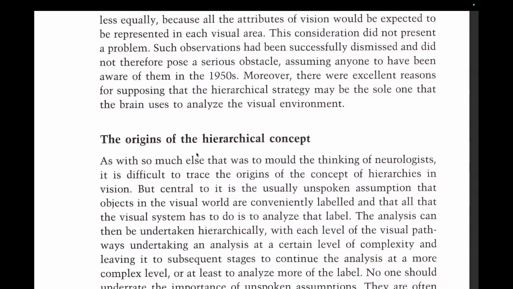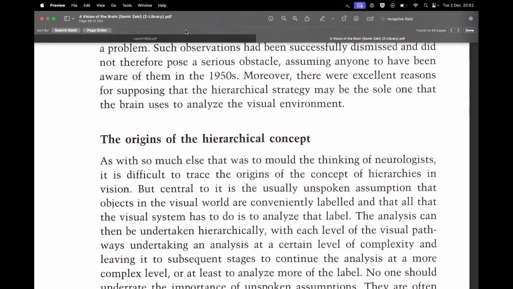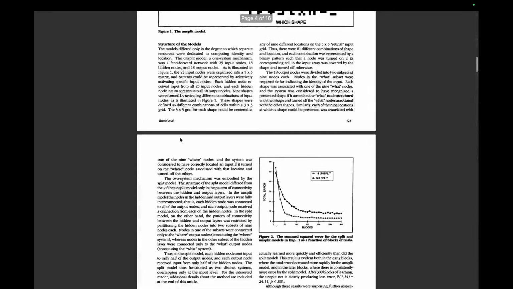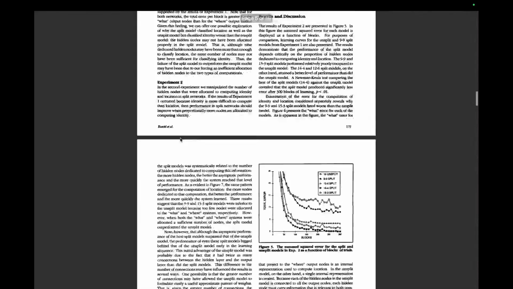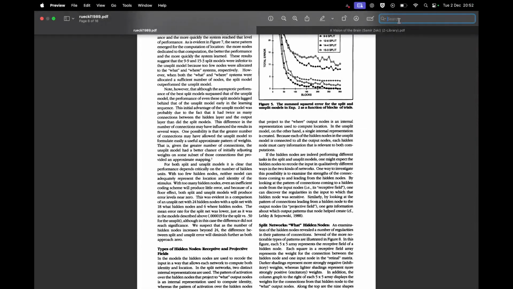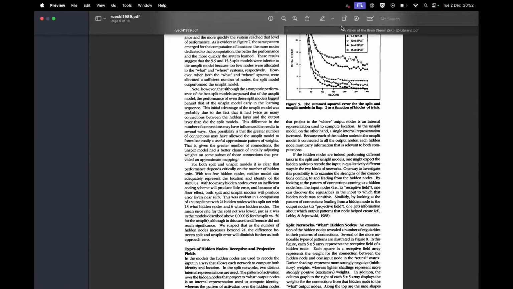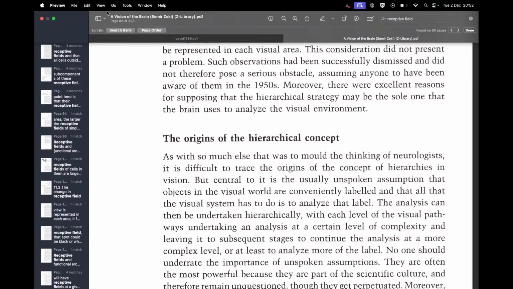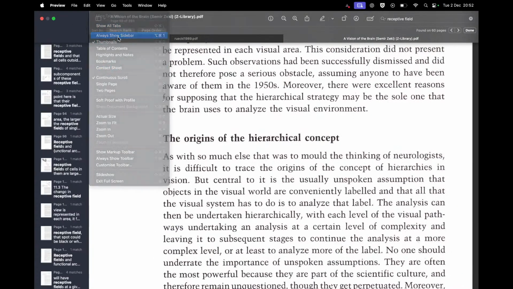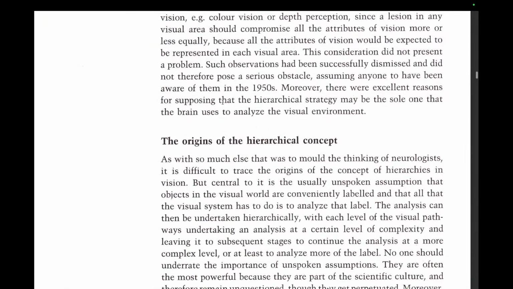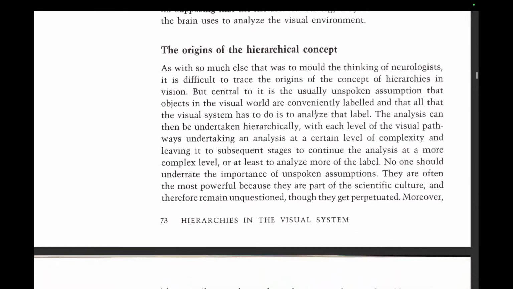Again, in the 50s, you had Hubel and Wiesel, who did work with cats, in fact, and their visual cortex. And I think it was quoted in this paper somewhere. Let me do a quick search here. No, okay, no problem. So, moreover, there were excellent reasons for supposing that the hierarchical strategy may be the sole one that the brain uses to analyze the visual environment.